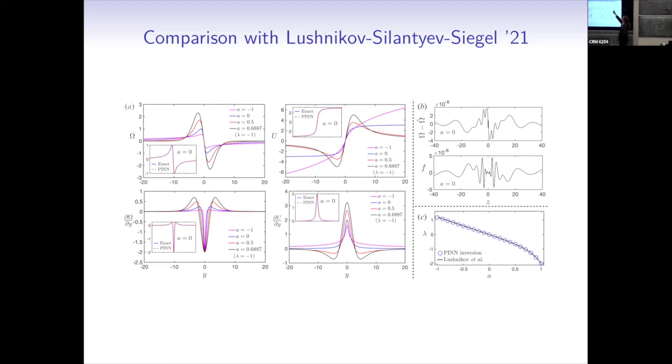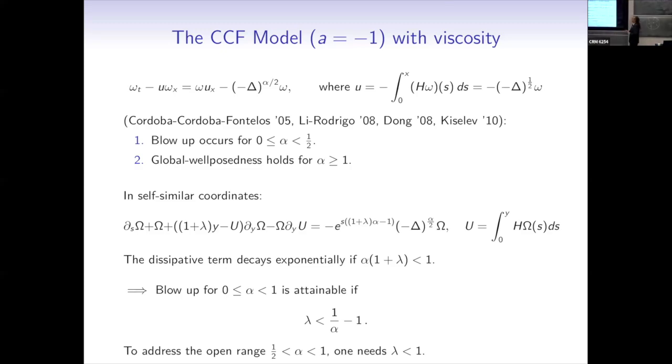Okay, these are also other plots that also showcase good agreement, for example, for a equal to zero against the explicit solution, and for some other a's versus the result. So we were very happy because we were recovering the results. I mean, in principle, this solution should be the same, using a totally different method that was very fast. So let me focus specifically on the case a equal to minus one.